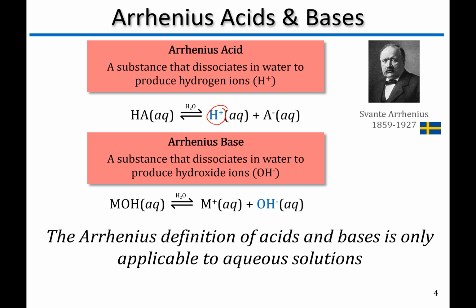And then we have MOH, where M is a metal such as sodium, which will dissociate in water to give us M+ and OH-. The important thing to remember is that the Arrhenius definition of acids and bases only applies to aqueous solutions. So if we're in an aqueous solution, we can apply this definition.